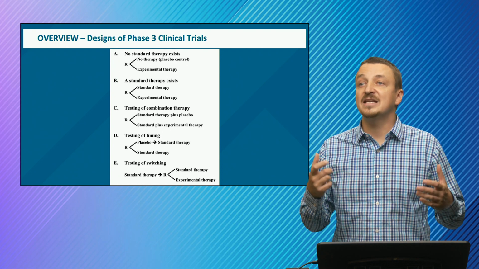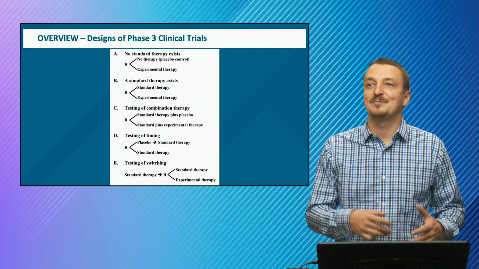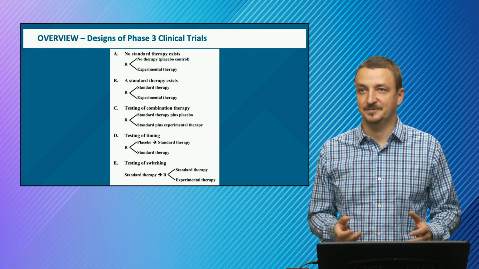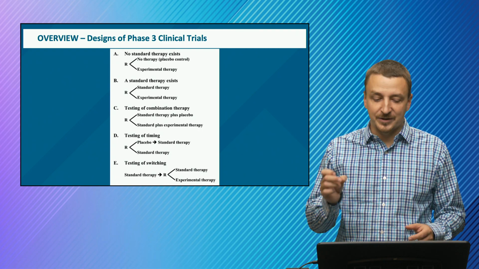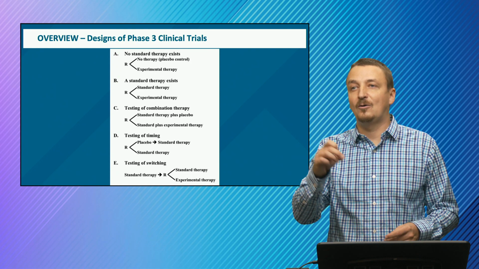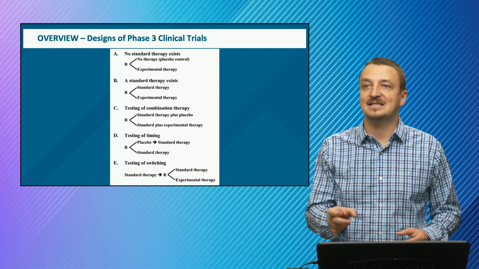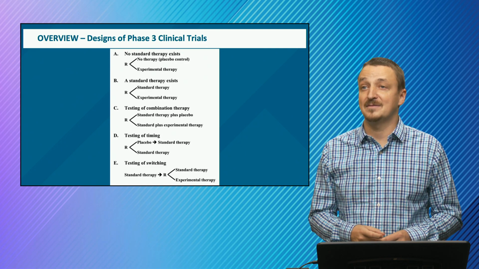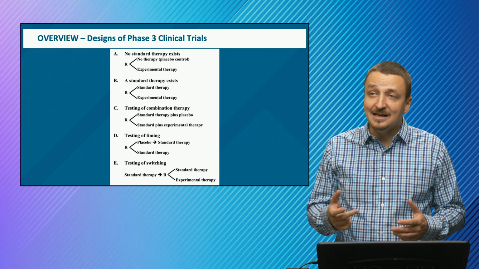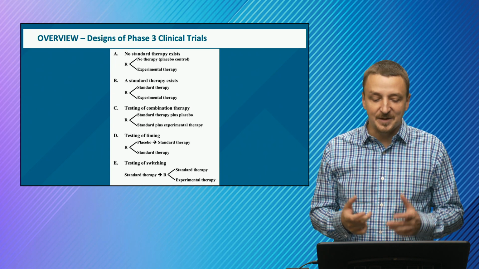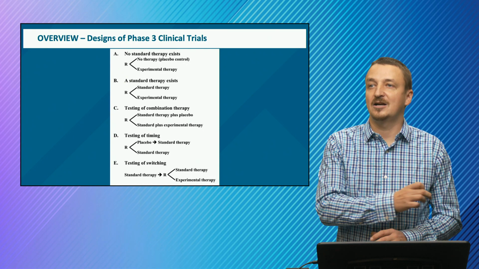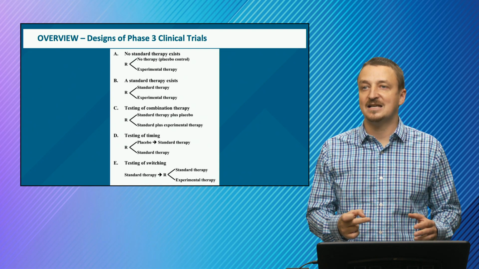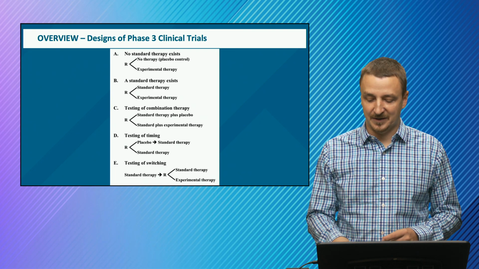We could also test combination therapy, where we give standard therapy plus placebo versus standard therapy plus the experimental drug. We could also test timing, where we first start off with placebo and only later give the standard therapy, versus giving the standard therapy right from the beginning. The same could, of course, also be done at the end if we are interested in timing. How long is the treatment needed? And we could also test switching, if switching is feasible, where we start off everyone with a standard therapy and then randomize people to either staying on standard therapy or switching to experimental therapy.